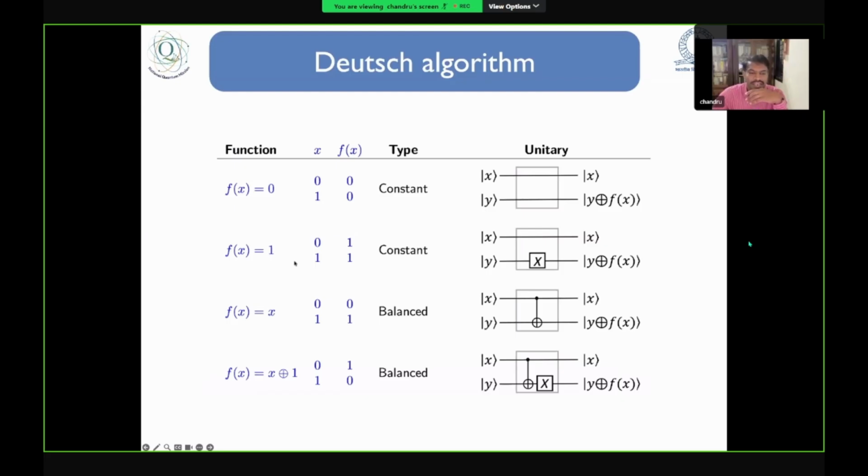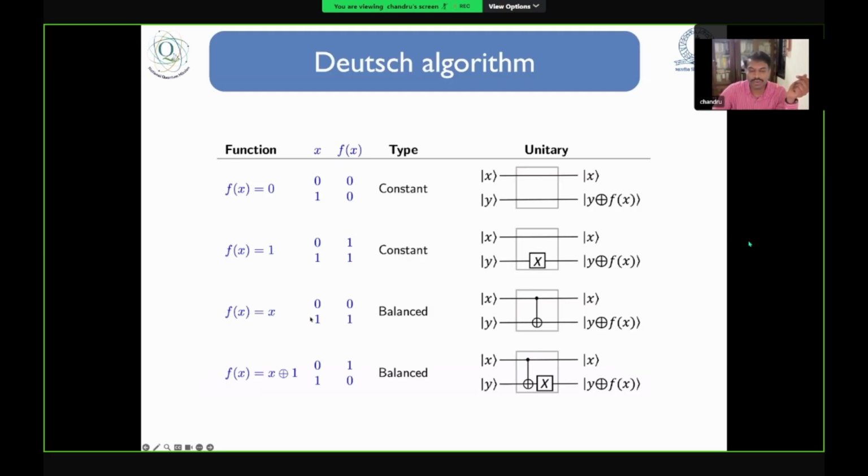It's the same case in the second one. Irrespective of my input being 0 or 1, my output is always 1. So these two are considered as constant functions. If I get this output, I would say my f of x is constant. If I get this output, which is different, then I would say the function which has been given to me is a balanced function. But to identify whether the given function is balanced or not balanced, I need to always give 2 inputs.